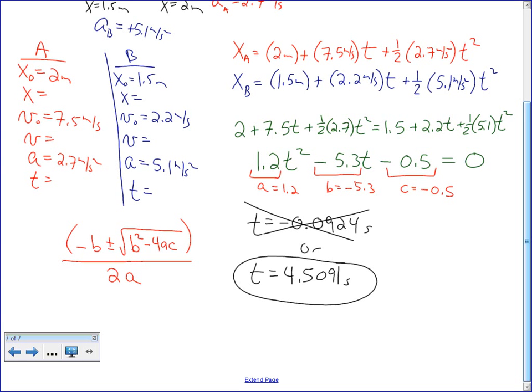So again, the only way that you get good at doing these problems with motion with a constant acceleration is through practice. So I encourage you to do a lot more practice, and hopefully as you practice, you'll get better and better, and you'll be able to solve them faster and faster.